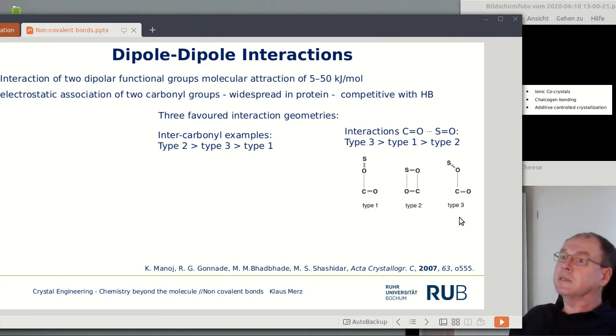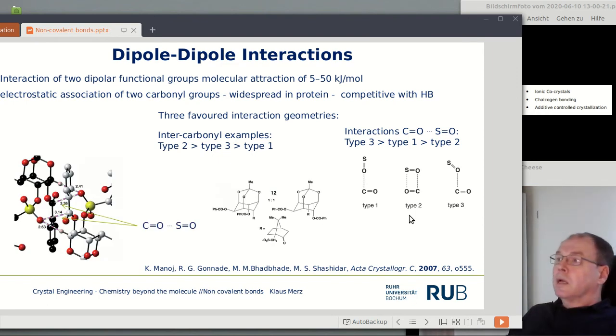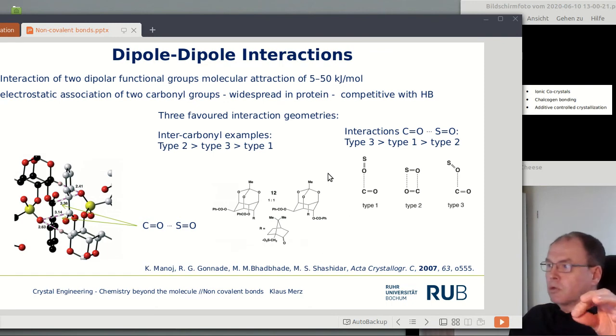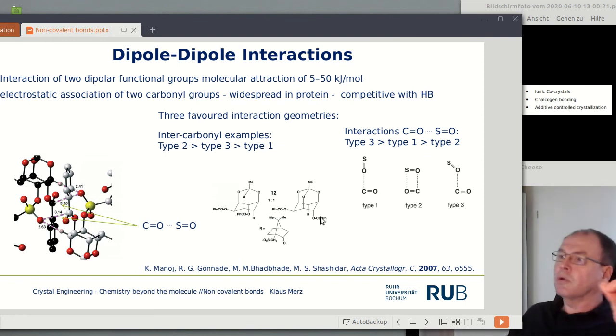Now what you see is, in the case of carbonyl examples, you will mostly see something like this here, the parallel orientation. And in the case of CO, SO, you mostly see this side-on configuration. And one example here of a co-crystal of huge molecules. Here you see it, and here are the interactions.